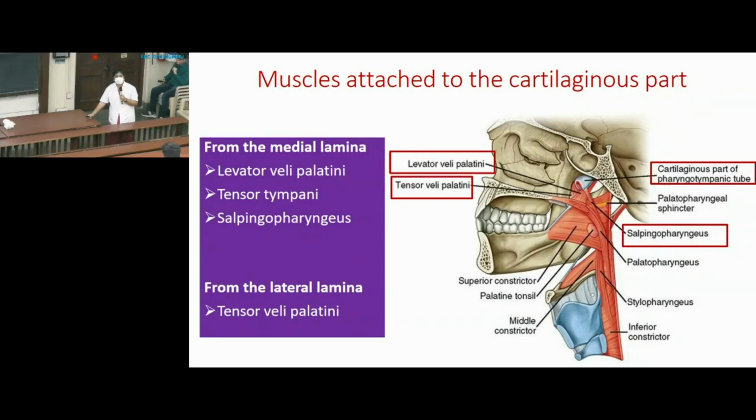Vagus supplies palatopharyngeus separately? Pharyngeal plexus only. Pharyngeal plexus only. All muscles of the pharynx are supplied by the pharyngeal plexus except stylopharyngeus. Okay, so these are the muscles attached to the medial lamina of the auditory tube.